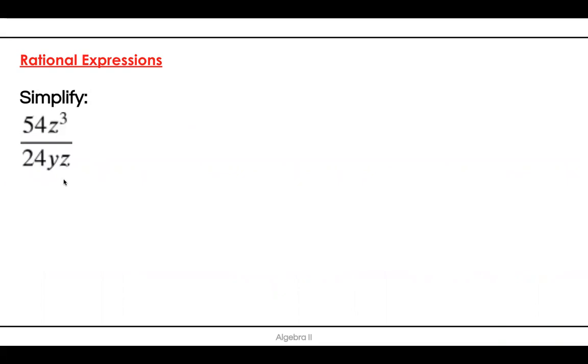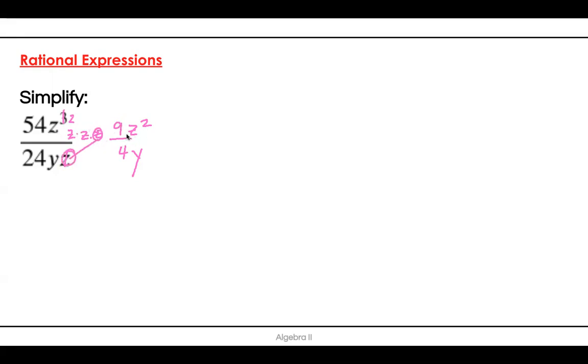So here we have 54z to the third over 24yz. 54 and 24 both have 6 in common. 54 divided by 6 is going to be 9. 24 divided by 6 is going to be 4. I can't do anything with the y. And then I have a z to the third and a z. So this 3 will become a 2, and this z will cancel out. So in the numerator, I have z squared, because remember, this is really z times z times z. So one of these z's will cancel with this one and leave me with z squared.